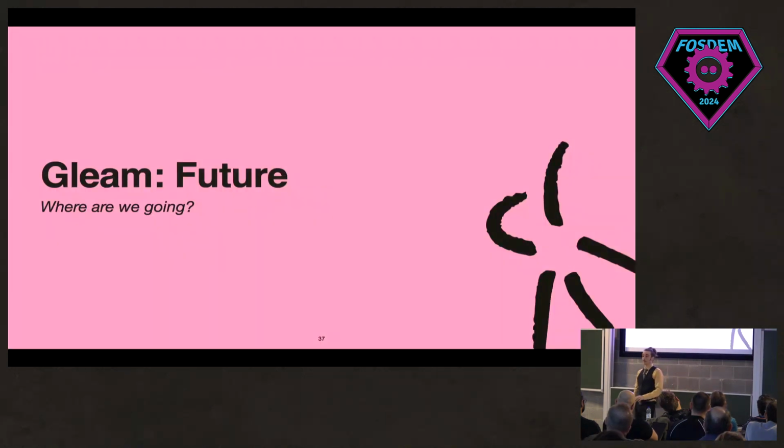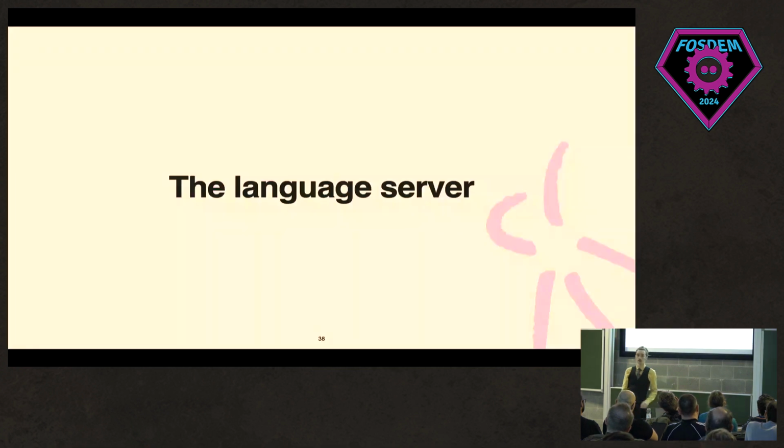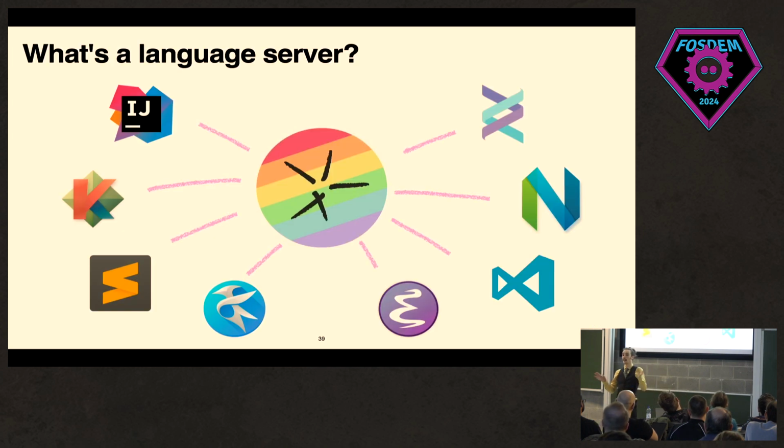So, where are we going? What comes next? So, Gleam isn't done. A lot of things are very mature, but there's still things to work on. And the thing I really want to focus on for the next year is the language server. So what is a language server? Just to make sure everybody's on the same page.